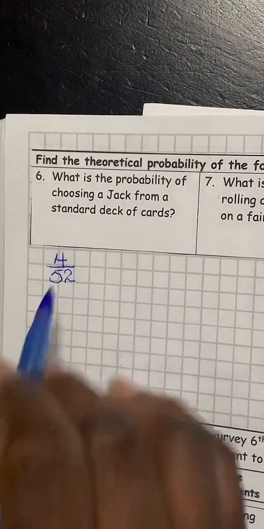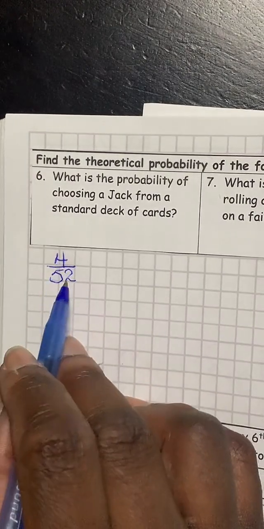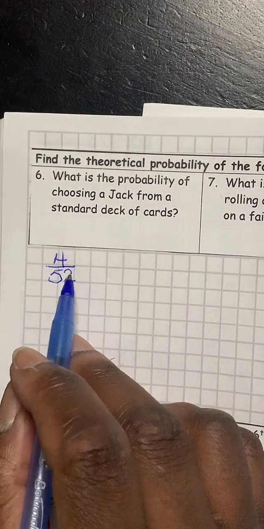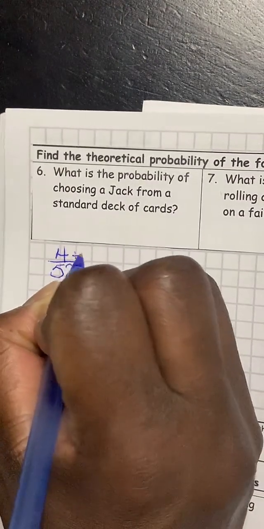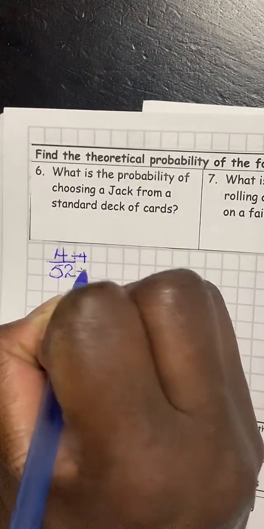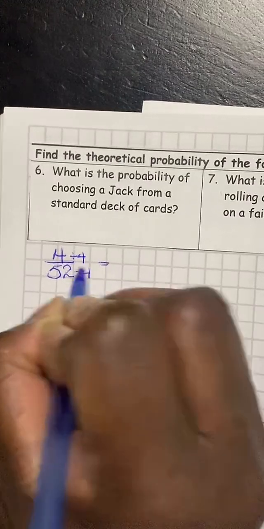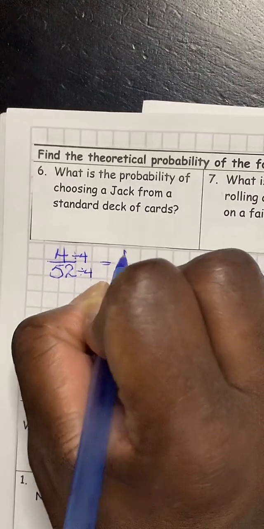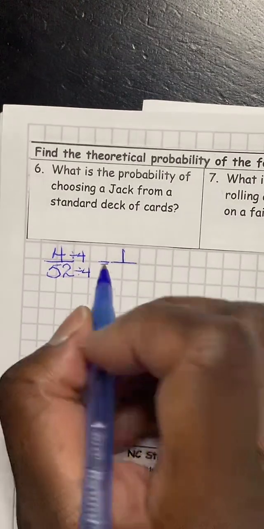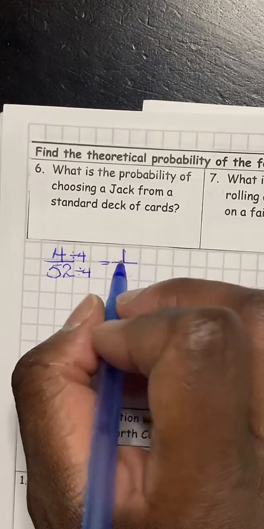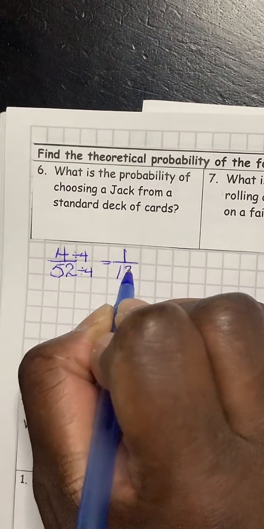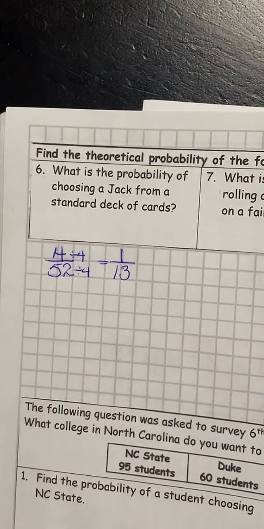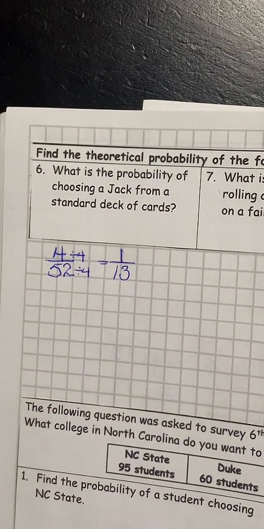Okay. So they're both even numbers. So they are definitely divisible by 4. So 4 divided by 4 gives me 1. There you go. Good. And then 52 divided by 4, that'll give me 13. If we think about it, you got your suits.